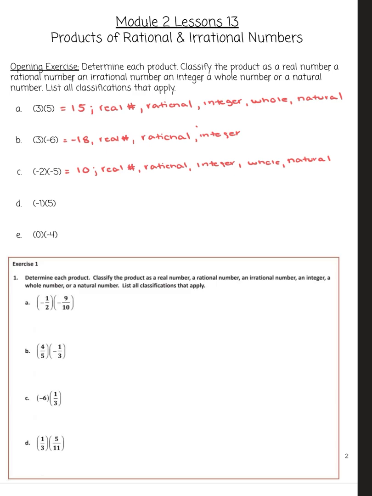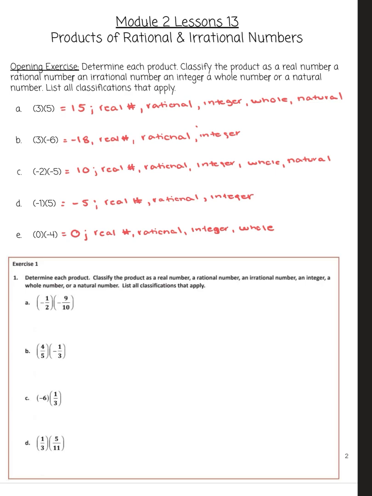All right, -1 times 5, which gives me -5. So again, that is a real number. It is a rational number, and it stops at integer. All right, for E, we have -4 times 0, which is 0. So that is a real number, rational number. It is an integer, and a whole number.